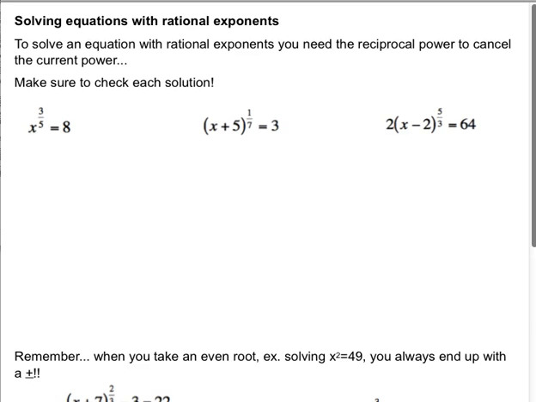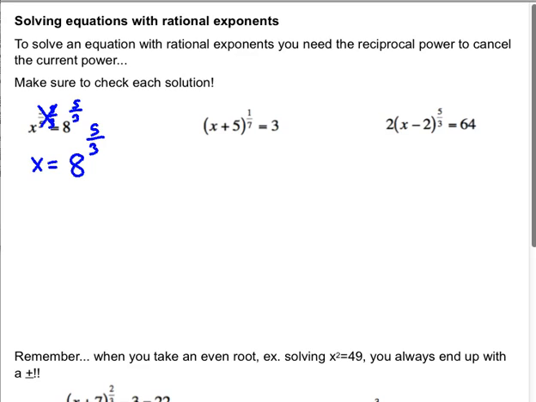What I mean by that is, here, the first one I have is x to the 3/5 equals 8. To undo that power, I'm going to use a 5/3 power, because remember, when you multiply a fraction times its reciprocal, it cancels off and just leaves me x. So to cancel the fractional exponent, you need the reciprocal. So 8 to the 5/3.